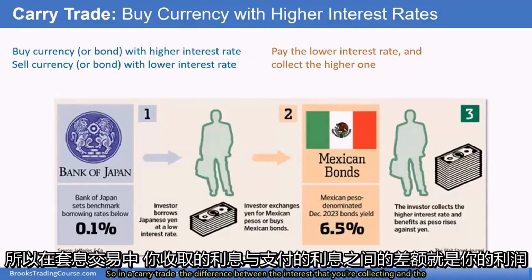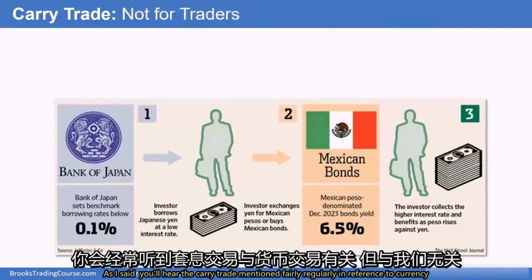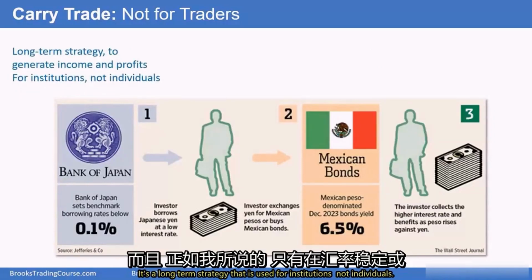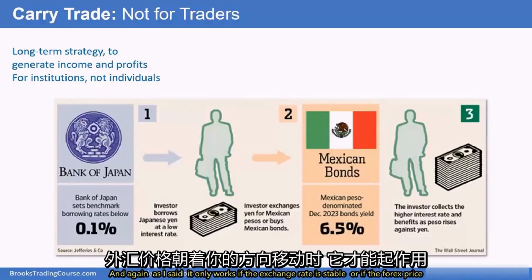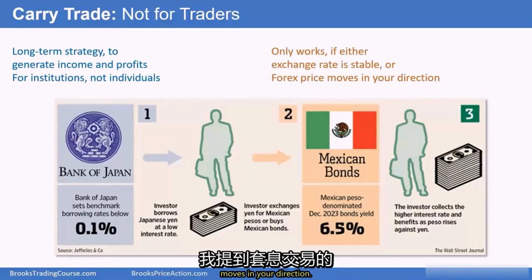So in a carry trade, the difference between the interest that you're collecting and the interest that you're paying is your profit. As I said, you'll hear the carry trade mentioned fairly regularly in reference to currency trading, but it has nothing to do with us. It's a long-term strategy that is used for institutions, not individuals. And again, as I said, it only works if the exchange rate is stable or if the Forex price moves in your direction.